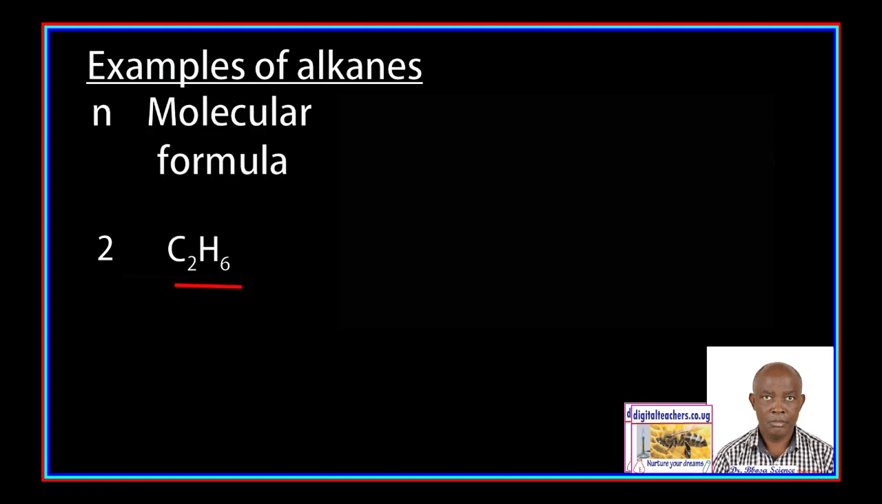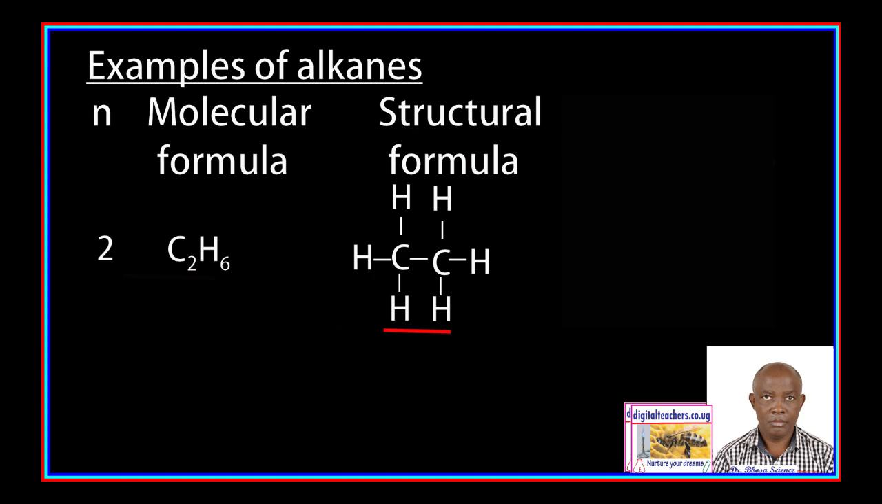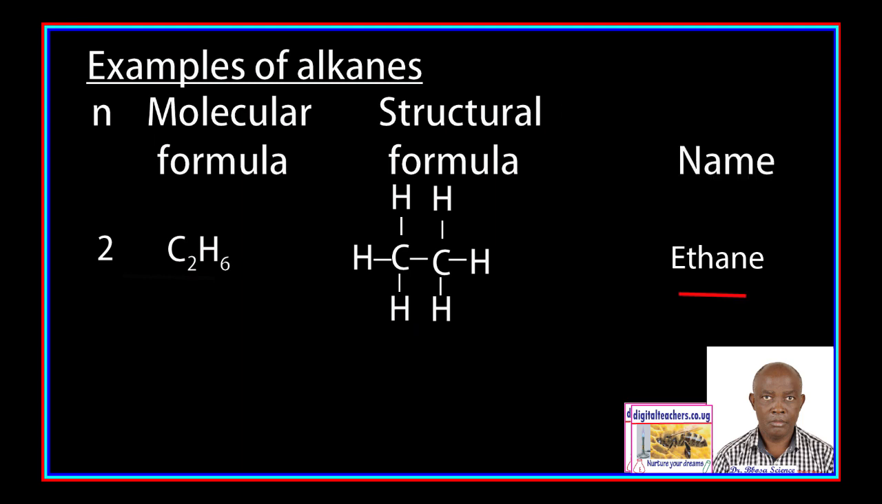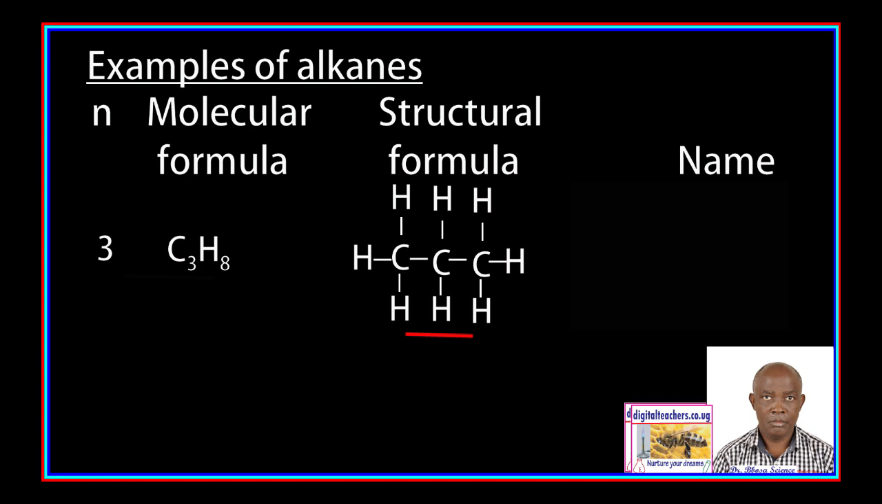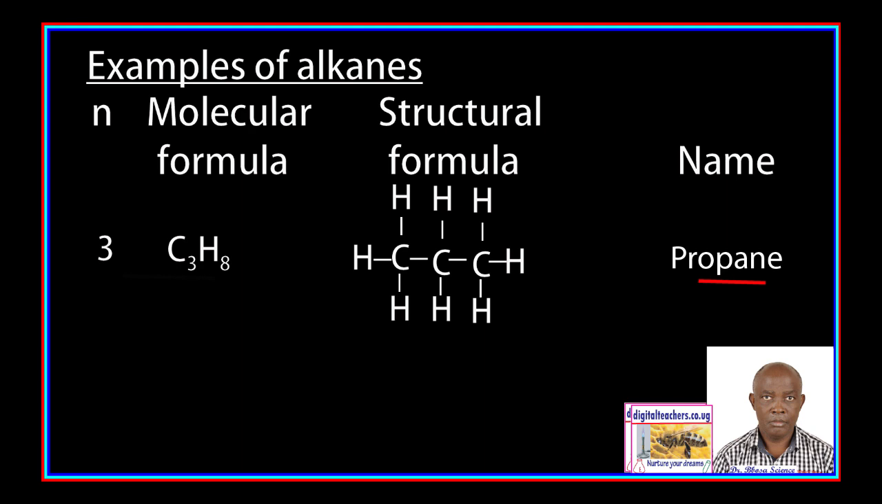When n is 2, the molecular formula is C2H6. 2 and 6 are subscripts. In the structural formula, carbon is bonded to a carbon by a single bond, and each carbon is bonded to 3 hydrogen atoms by single bonds. The name of a compound with C2H6 is ethane. When n is 3, the molecular formula is C3H8. In the structural formula, carbon is bonded to carbon, is bonded to a carbon by single bonds, and each carbon is bonded to hydrogen atoms to have 4 bonds around it. The name of the alkane with C3H8 is propane.